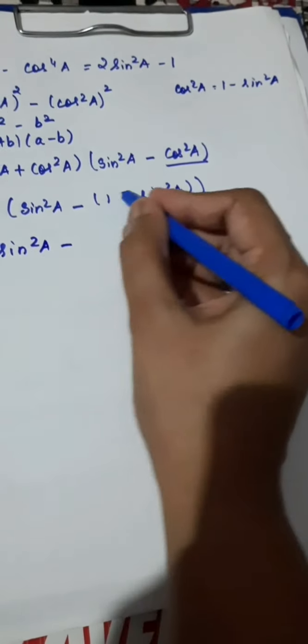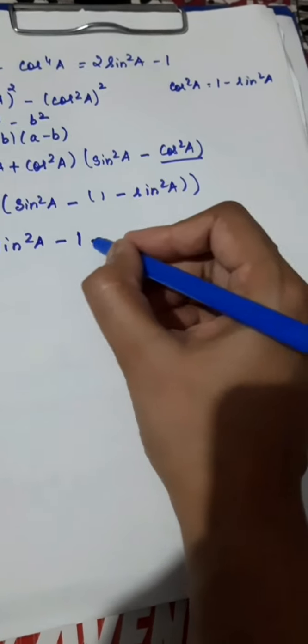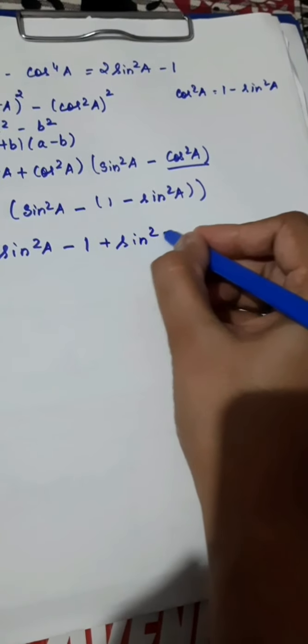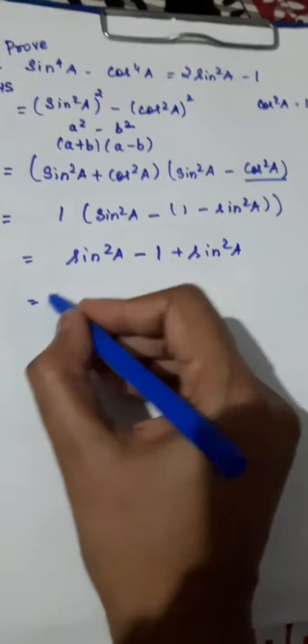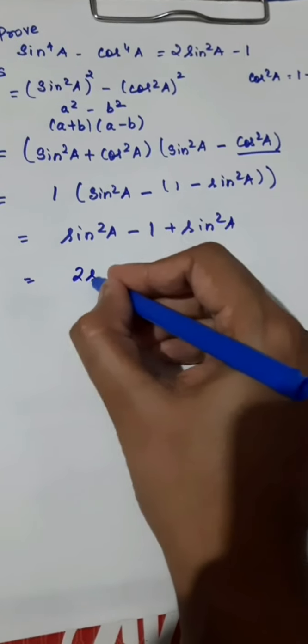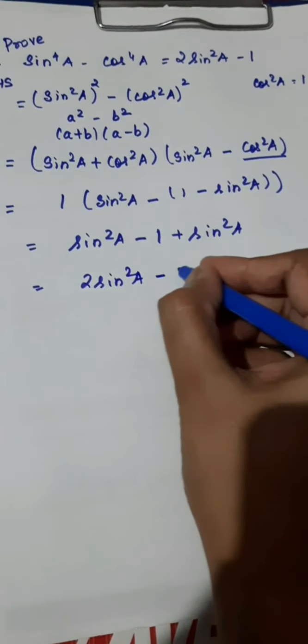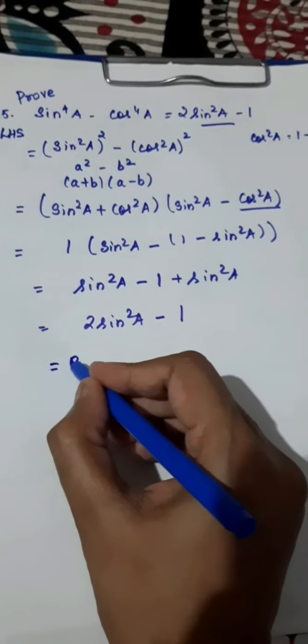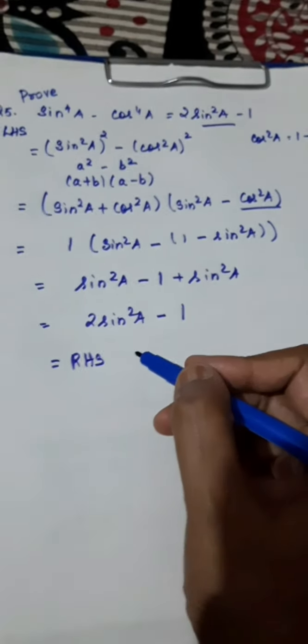That is sin square A minus 1 plus sin square A. So which means 2 sin square A minus 1. Same as RHS. Hence, proved.